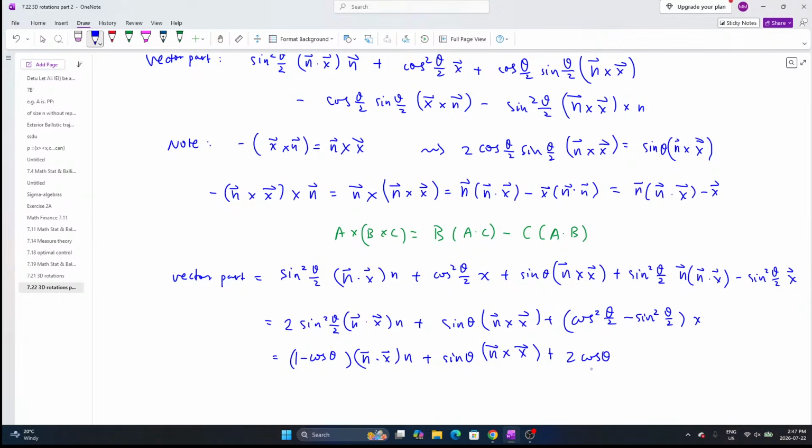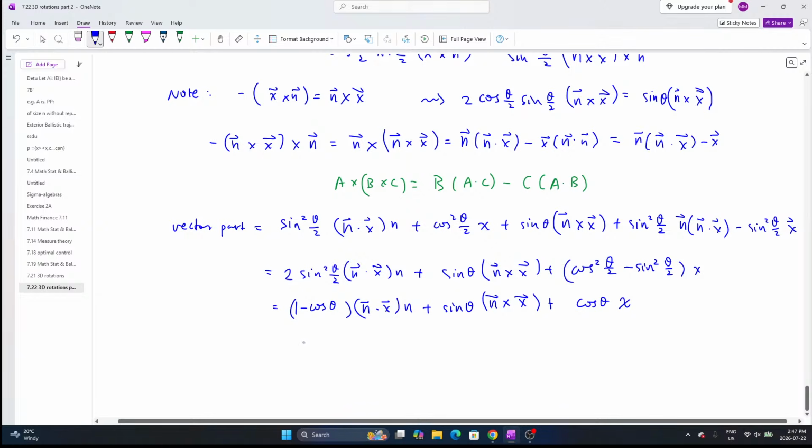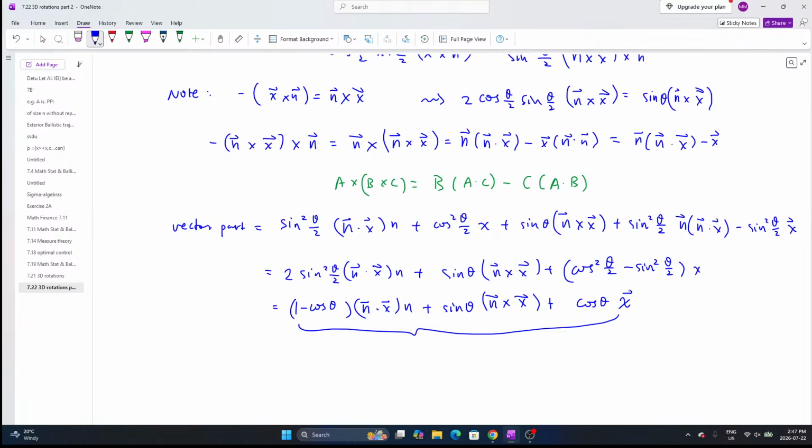So that's done. And lastly, you get twice cosine theta X? There shouldn't be a twice. Actually, no. It's just the double angle formula for cosine. Just cosine theta times X. So that's the vector part. But this is exactly the Rodriguez formula. This is exactly Rodriguez.